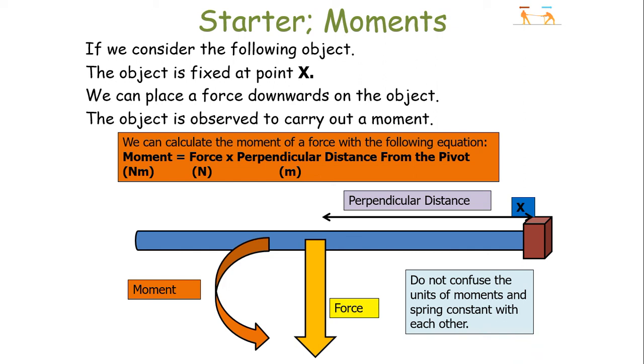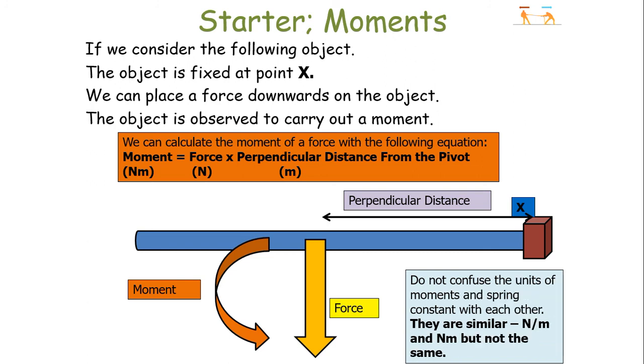Now, try not to confuse the units of the moment, Newton meters, and the units of the spring constant, newtons per meter, with each other, because whilst they look similar, they're not the same unit. They are different units.